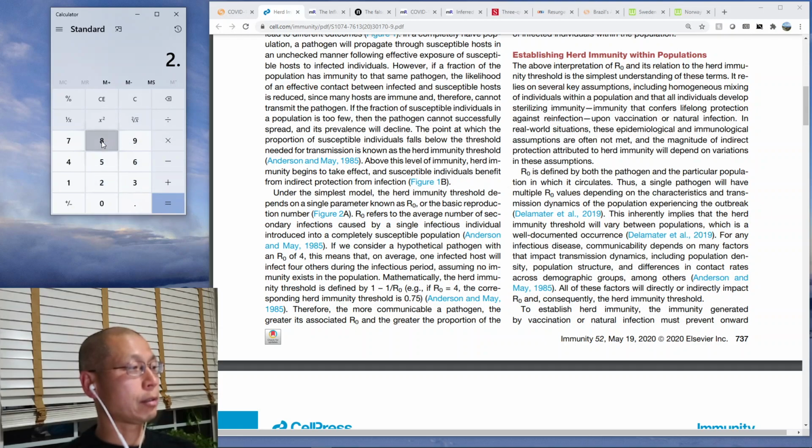So 2.8, take the reciprocal, and then we'll subtract that from 1. That becomes 64.3%. So if the R naught is 2.8, you would expect that you would need about 64.3% of the population to be immune for you to get a herd immunity threshold. So, let's try something else. If it was 3, then you would need 67%. So, as the thing is more infectious, the threshold for herd immunity goes higher.